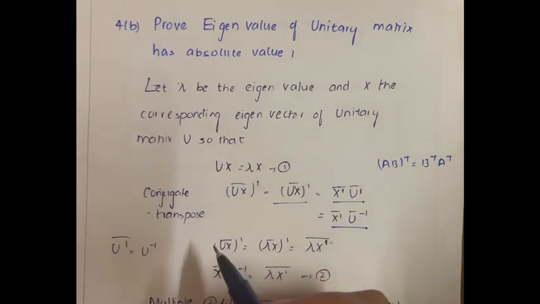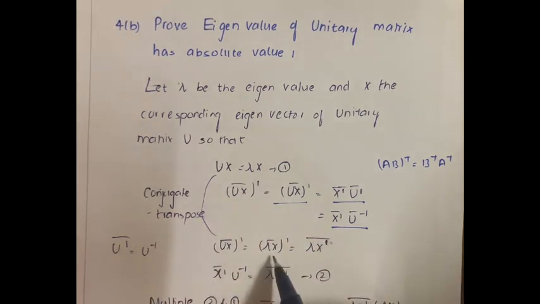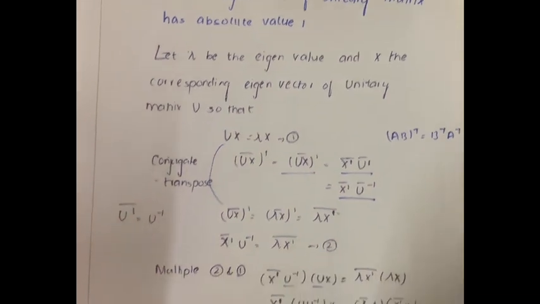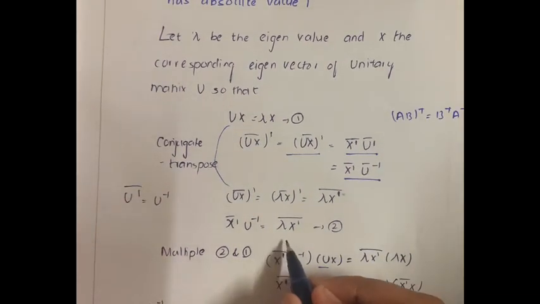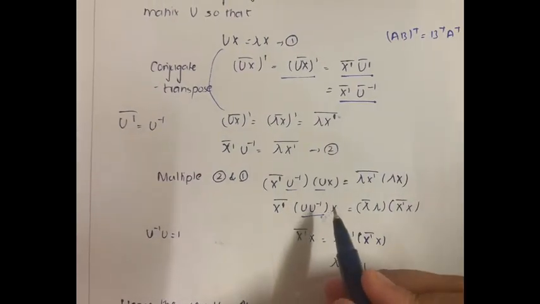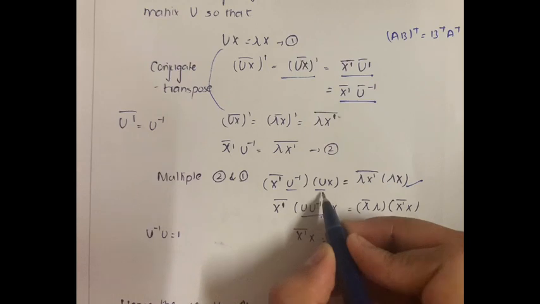Now, applying conjugate transpose for this equation, we'll get (Ux) conjugate transpose is equal to (lambda x) conjugate whole transpose. Equating these two, we'll get this equation number 2. Now, multiplying equation 1 and 2, we'll get this equation. Here, as you can observe, U inverse into U is equal to 1.